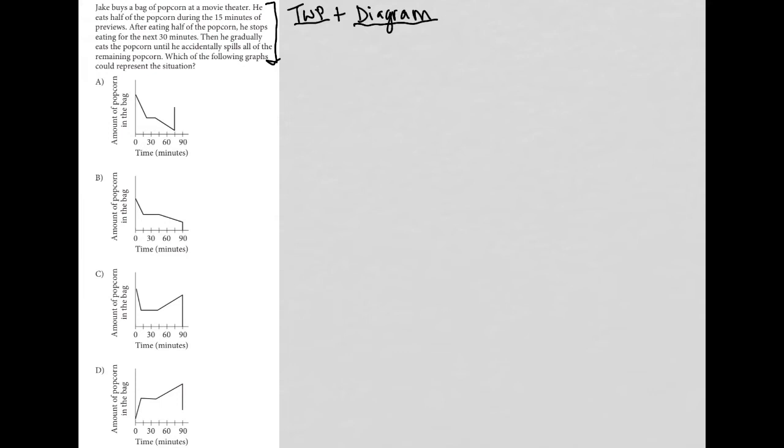So the question says, Jake buys a bag of popcorn at a movie theater. He eats half of the popcorn during the 15 minutes of previews. Okay, so if I know I'm going to use a graph to answer my question, I'm going to make a graph in order to translate the information. We know that at 0 minutes, and let's call this 15 minutes, the amount of popcorn he has cuts in half. I don't know how much popcorn he starts off with, but let's just say it's there. By the time we get to the 15-minute mark, let's call this half of that amount. So we should have some graph that looks something like this, right? That represents what I just read.